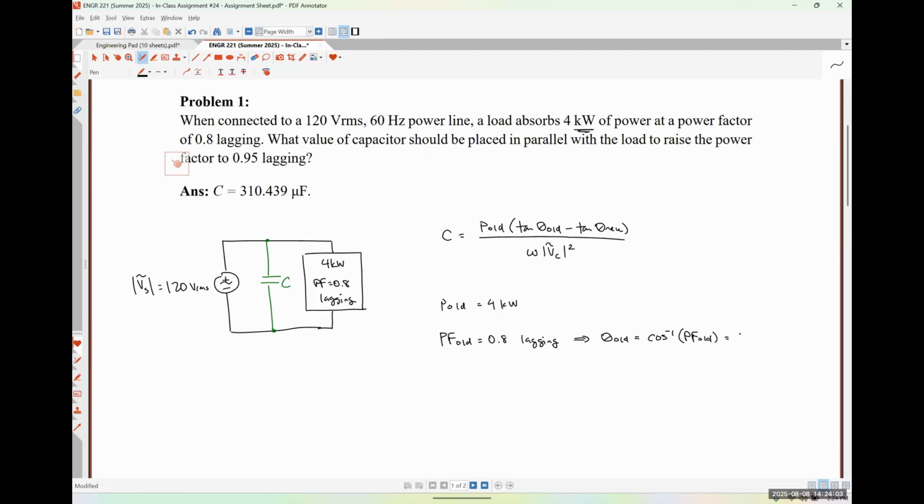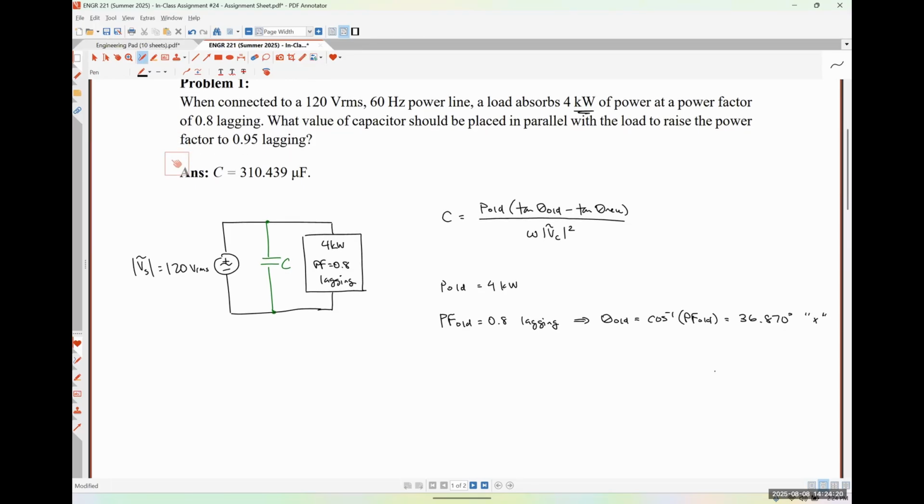I get 36.8698. So I'm going to call that 36.87 degrees. Okay. And for what it's worth, I'm storing that in my calculator as X.